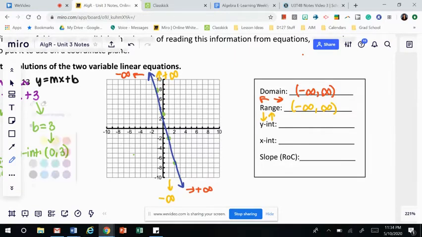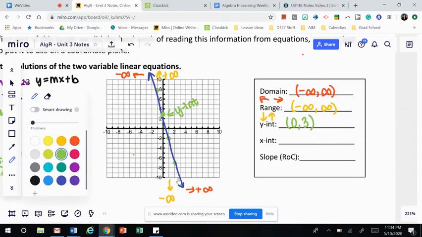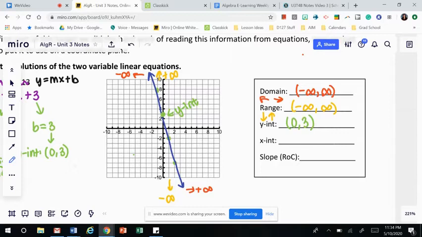Now, on to the y-intercept. We already know our y-intercept right there, (0, 3), because that's where our graph crosses the y-axis, and that was given to us in our equation. The x-intercept is a little bit trickier. The x-intercept is where our graph crosses the x-axis, and that point is right here.